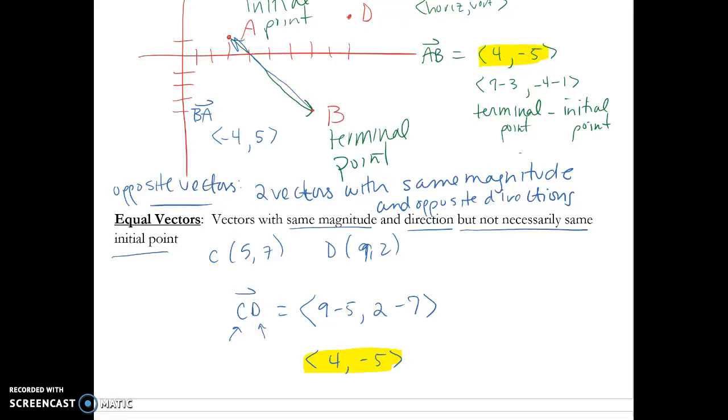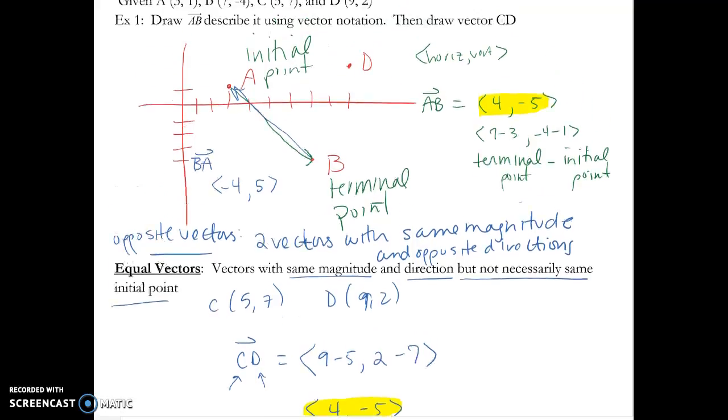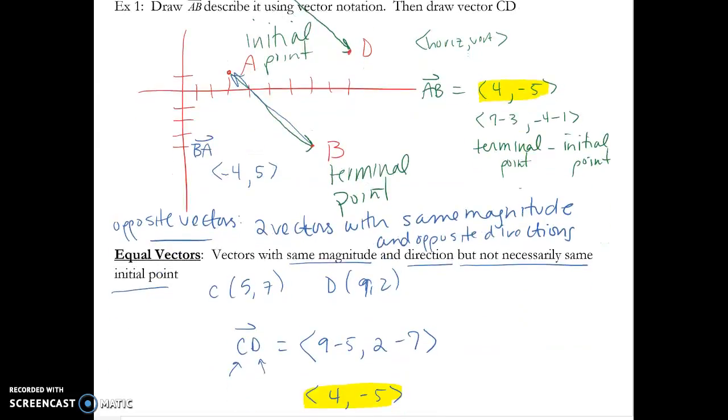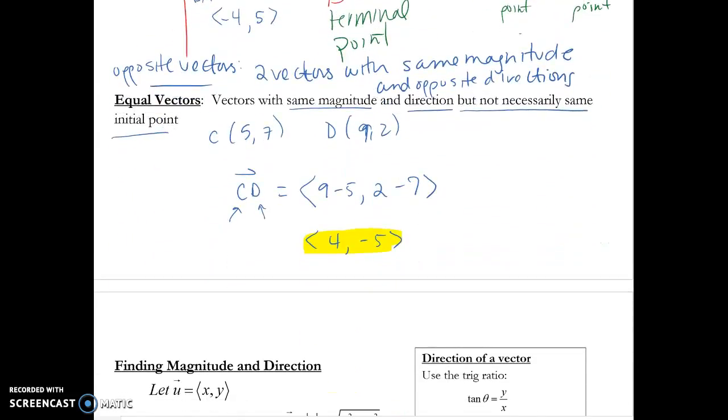However, if we were to look at these two vectors on the graph, and if we went up here and looked at vector CD, CD is way up here. However, these two vectors have the same movement, visually they look parallel, the same length, therefore they are equal vectors. So equal vectors are vectors with the same magnitude and direction, but not necessarily that same initial point.